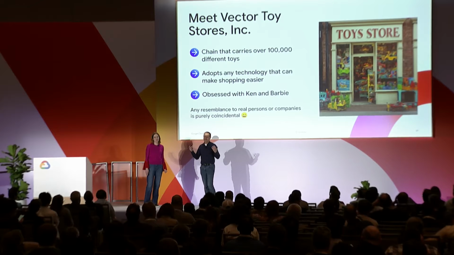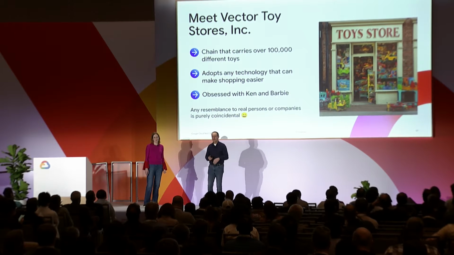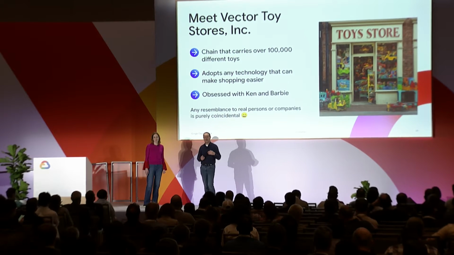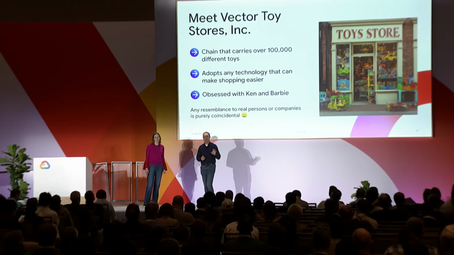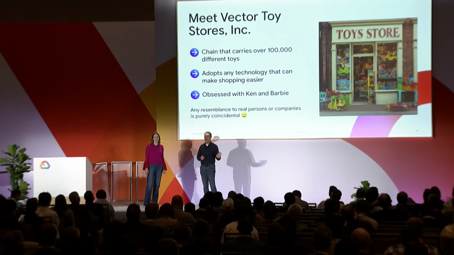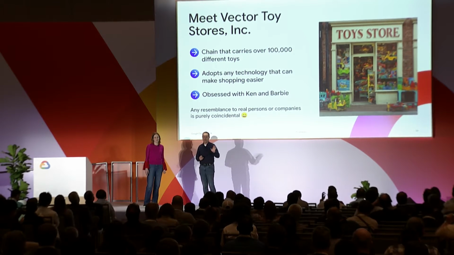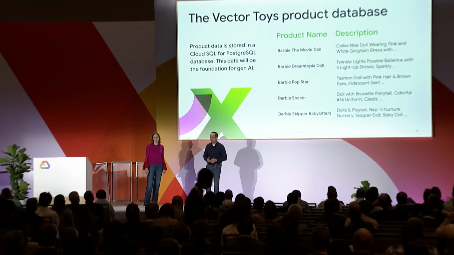Vector Toy is a company that carries over 100,000 toys. We just made that up. And they want to introduce these technologies to make it easy for customers to choose what product to buy. And they love Ken and Barbie, so we focused particularly on Ken and Barbie products. There's a lot of them out there. We put them in the database, and we'll see how Vector Toy was able to create that feature.